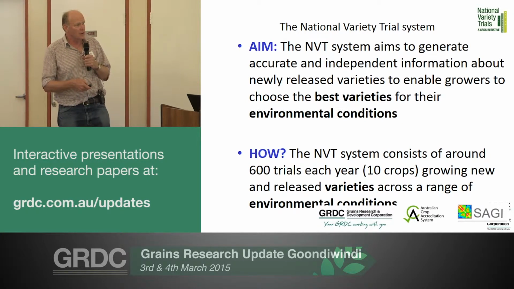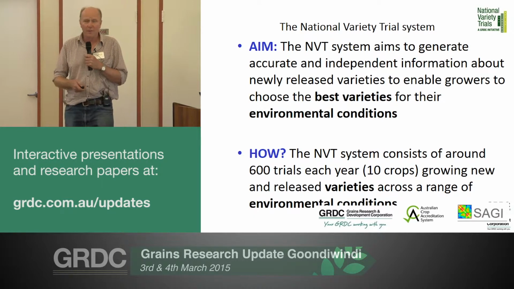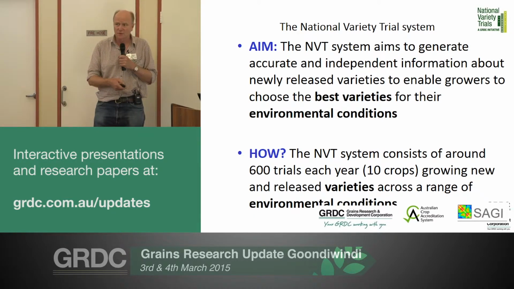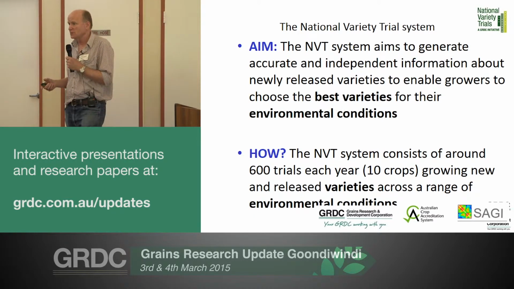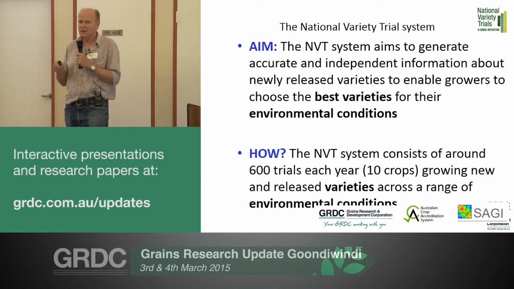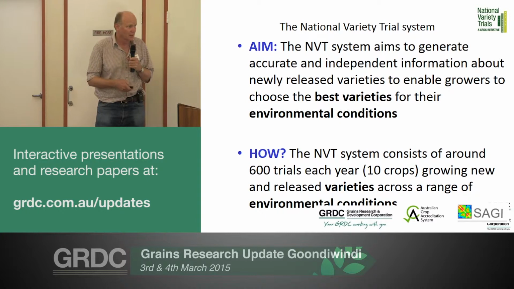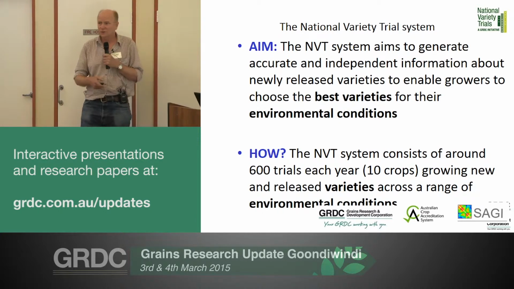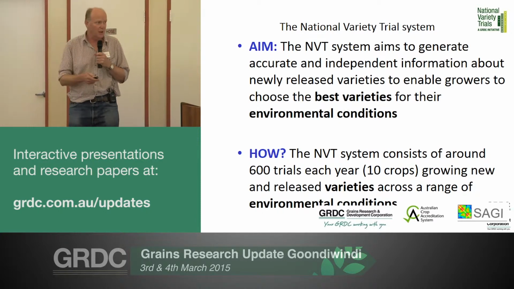Now, at the risk of going over ground that you already know about, the NVT is a system of trials for a range of crops to provide independent variety assessment data. There are 600 trials scattered around Australia.